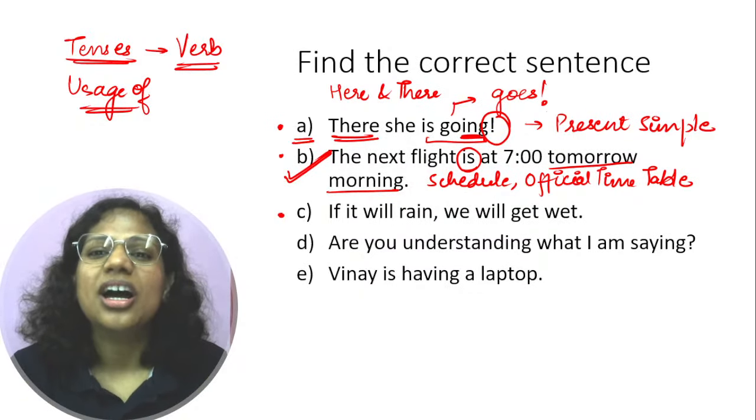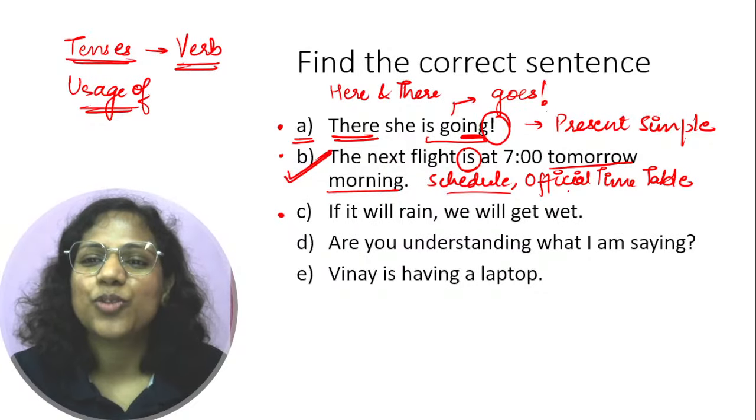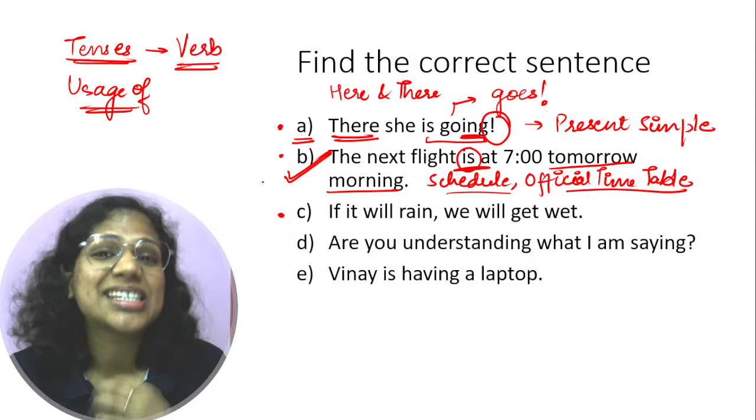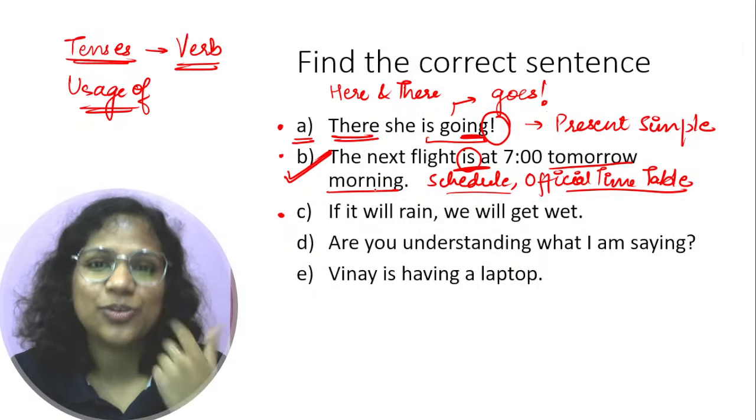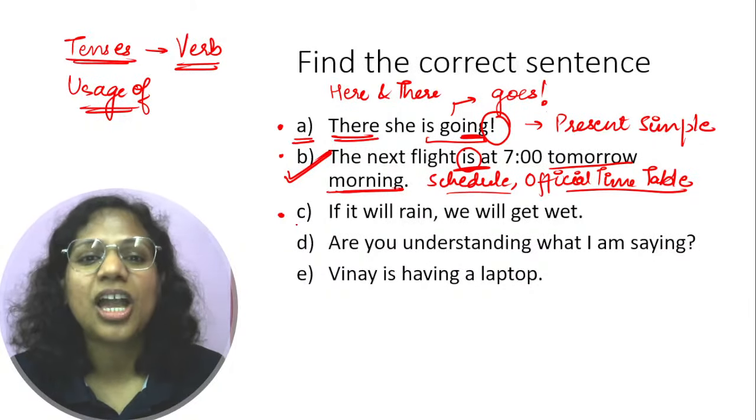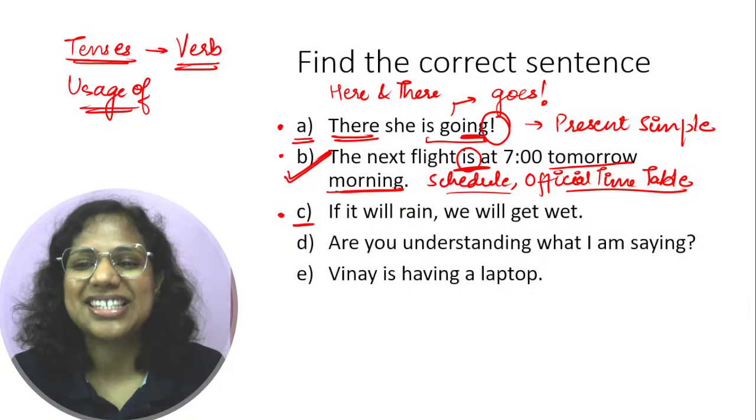Right? So whenever a schedule or official timetable is being followed, then we use the present simple. This is correct, even though it's something that will happen tomorrow morning. Okay, some of you have also said C.